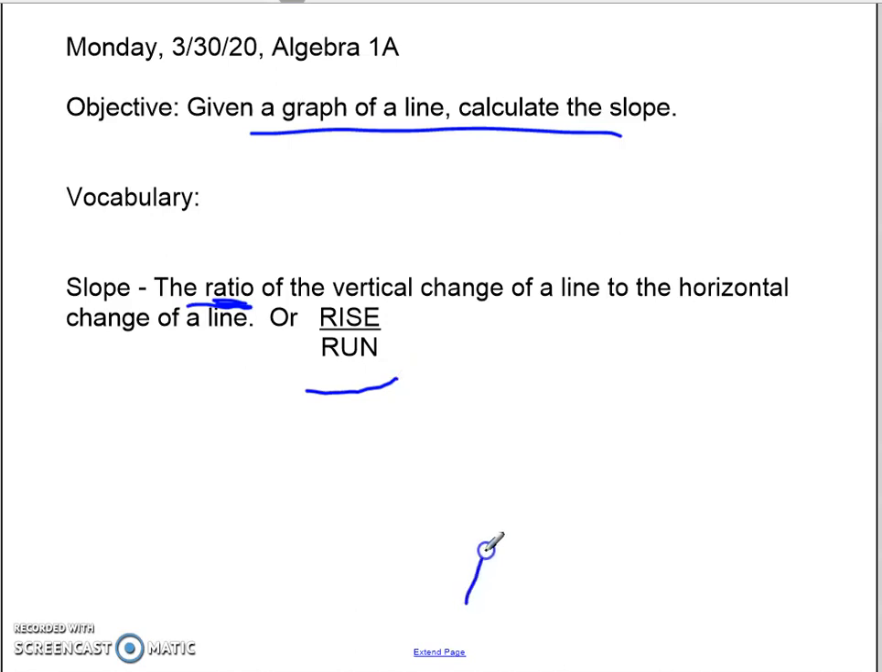So the steeper the line, the greater the slope. So again, it's the ratio of the change in the vertical direction to the change in the horizontal direction. So we'll look at some examples of what that means today.